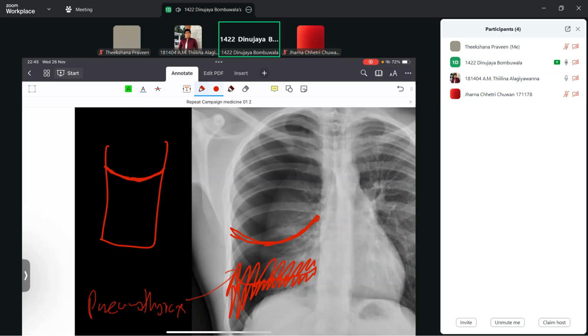Yes, it occurs in this one as well. If there is only fluid accumulated within this region, the upper part will be like this. If there is air also, with air and fluids both there, this margin will be horizontal.